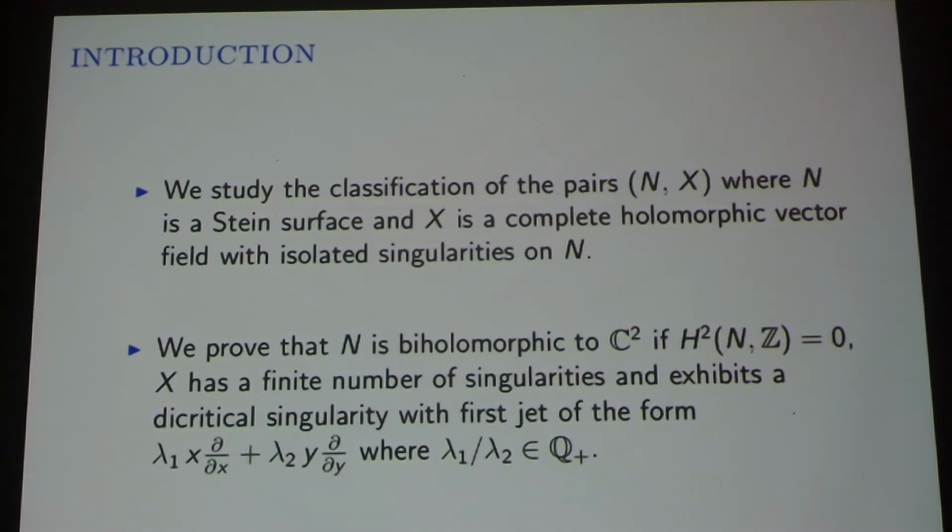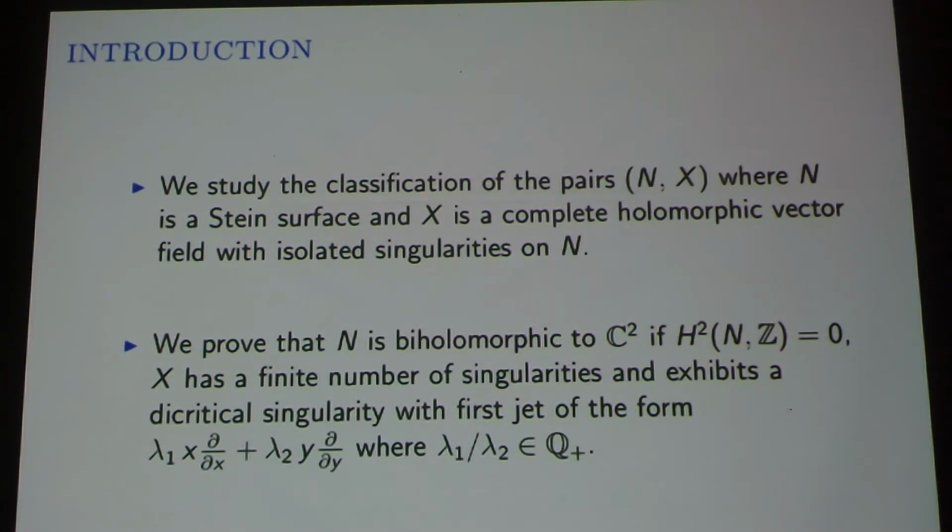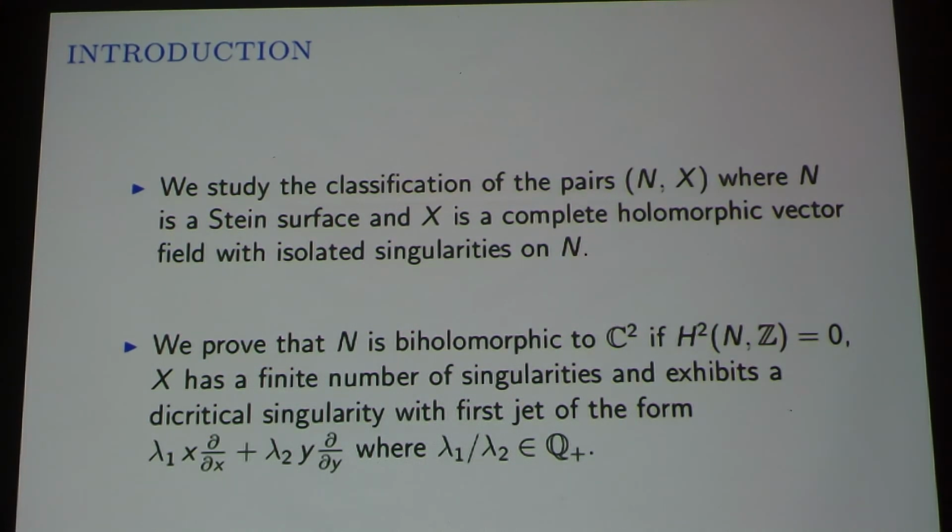So actually what we consider are pairs (N, X), where N is a Stein surface and X is a complete holomorphic vector field with isolated singularities on N. Complete means the holomorphic flow is defined for every complex time. So what we prove, that's the result: we make some topological hypothesis on the Stein surface. Then we prove that the manifold is biholomorphic to C2 if it is equipped with a holomorphic complete vector field that has a finite number of singularities, and you suppose that there is one singularity which is the critical singularity, with non-degenerate linear part.